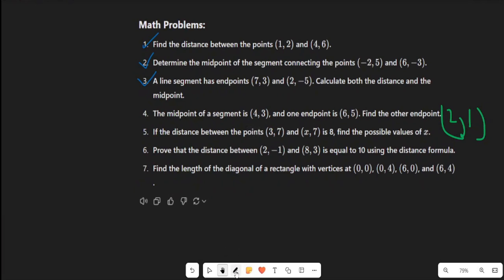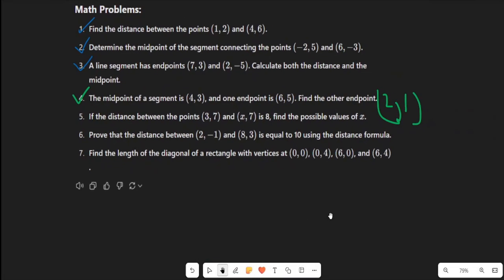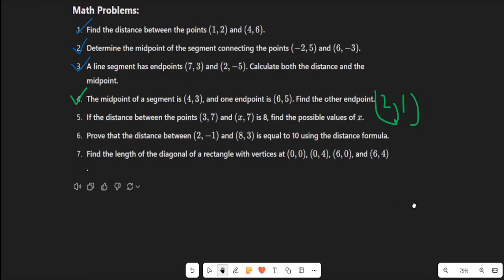So this is the fourth number. Let's go for the fifth number. The distance between the points (3, 7) and (x, 7) is 8. Find the possible value of x. So let's go. Here we have to determine the value of x.